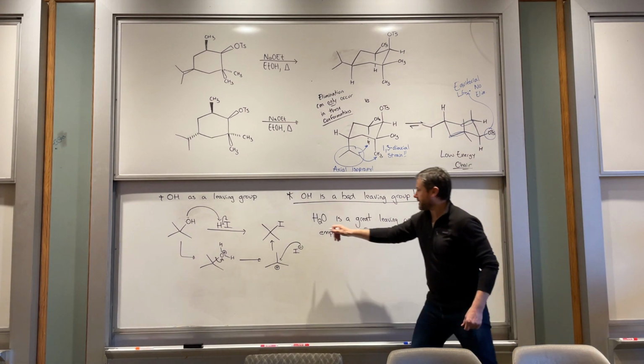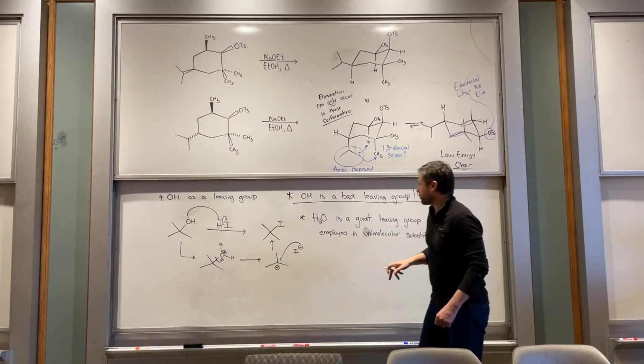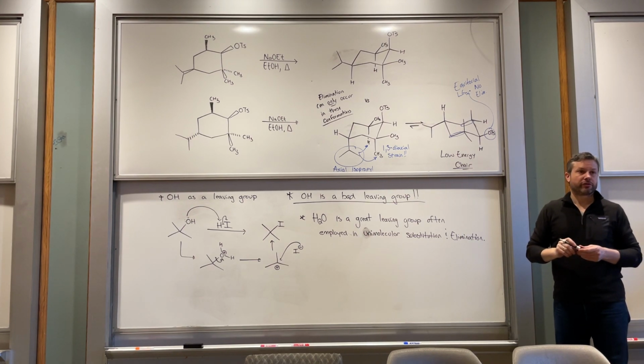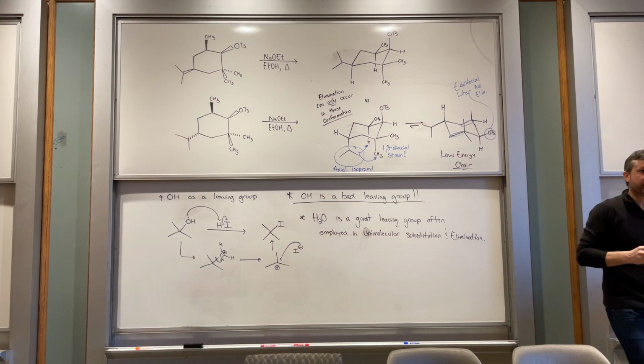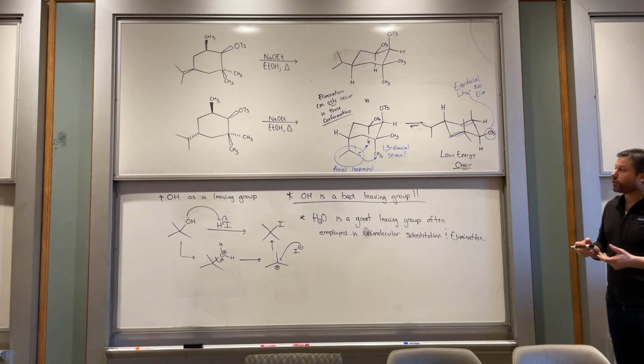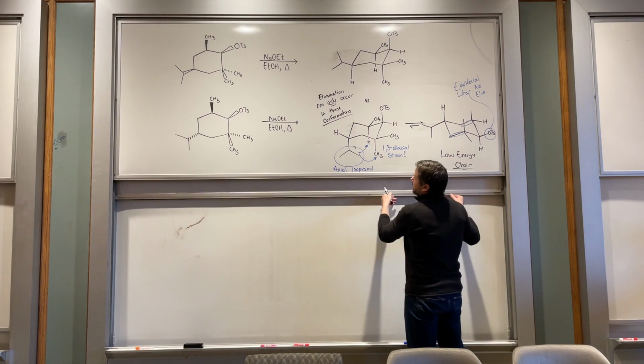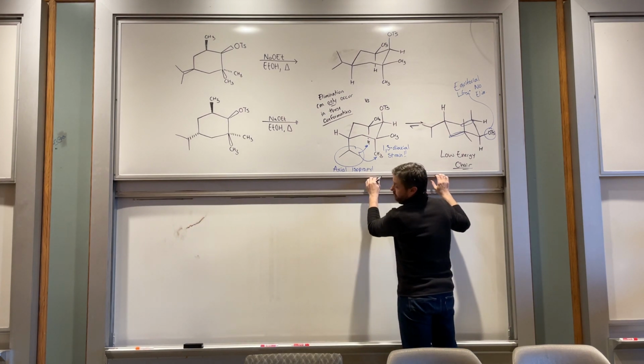Right, so the second point, OH is a bad leaving group. Water is a really great leaving group, but you often see it employed in unimolecular reactions, right? So unimolecular substitution, unimolecular elimination, where there's a formal carbocation being generated as an intermediate.